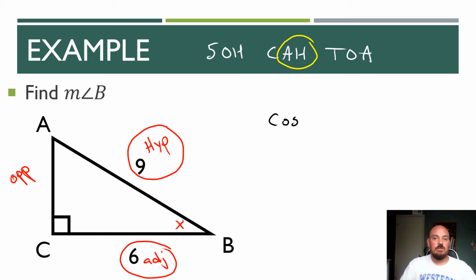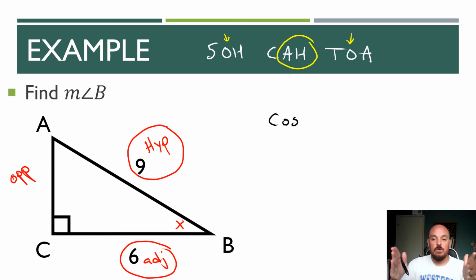Now, just like yesterday, it's the only one that works. I don't know opposite, so I can't use sine and I can't use tangent. Both of those need opposite. So only one works. You just got to find the one that works. In this case, the two sides I knew were the A and the H. So this has to be a cosine question. All right, let's finish the question.